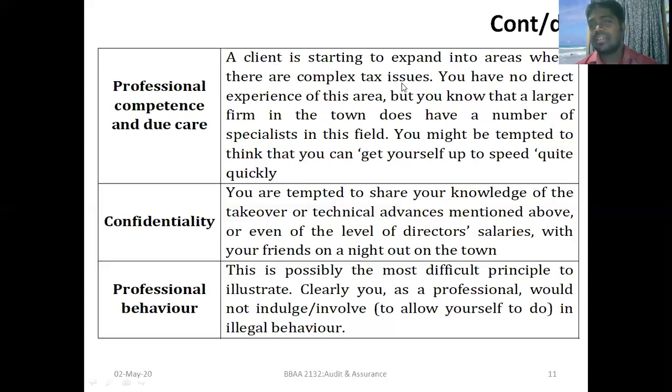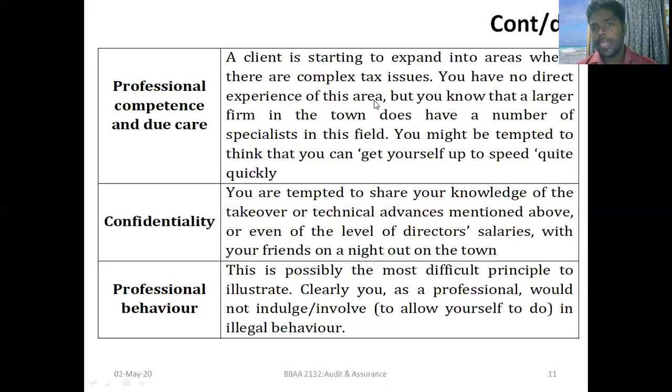where there are complex tax issues. Some types of business are very difficult to calculate the tax. For example, some companies do e-marketing, telemarketing, companies that provide some service, a consultancy firm. In that kind of area, tax issues are very difficult. It means the particular auditor feels it is very difficult to calculate the tax exactly. So you have no direct experience of this area.